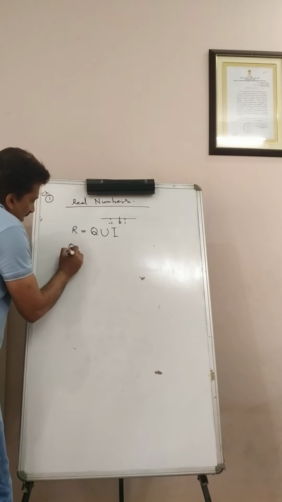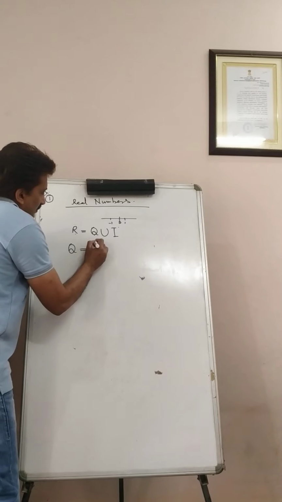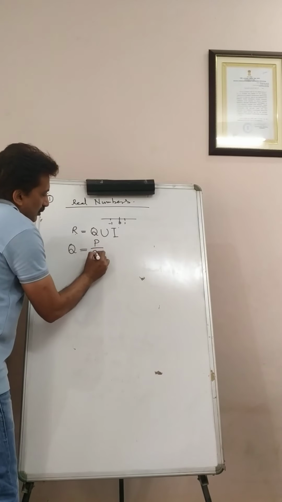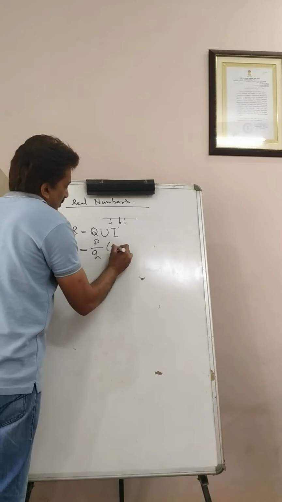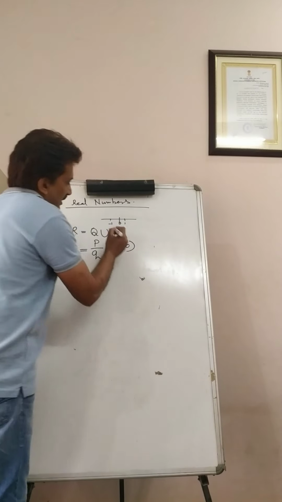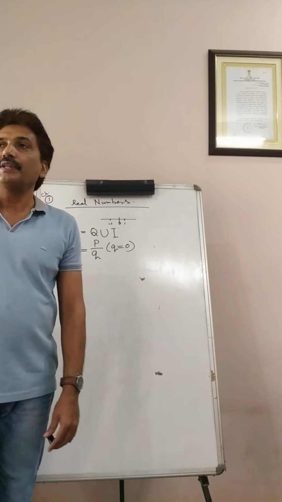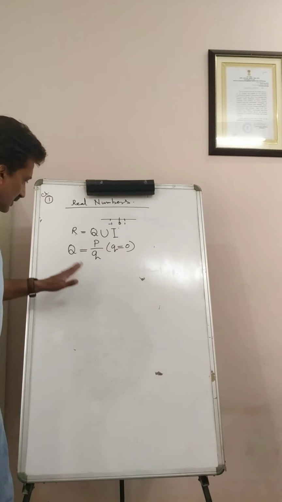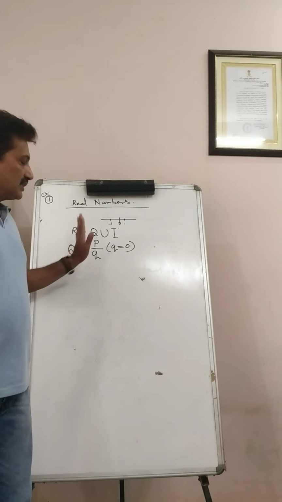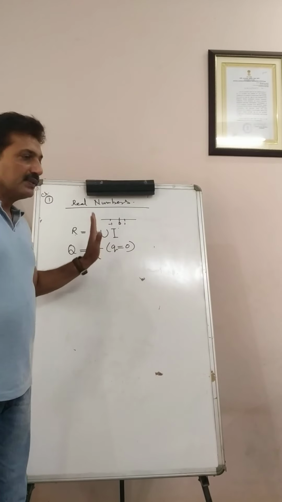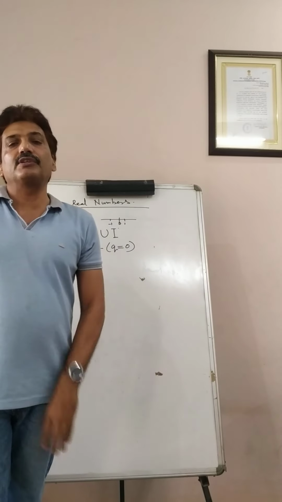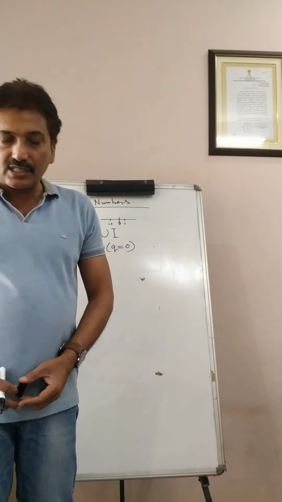Each and everybody is aware about the rational number. The number which can be written in the form of p by q is called the rational number. And the number which cannot be written in this form is called the irrational number. So for the rational numbers, you have fractions, and if you solve the fractions, you get decimal numbers.